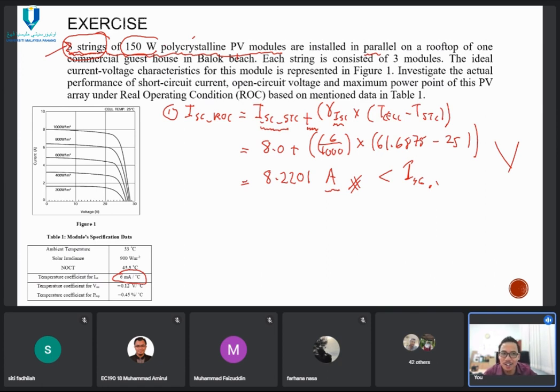3 strings are installed in parallel. It is clearly written in parallel. Let me add more. The 3 strings, if you still remember.